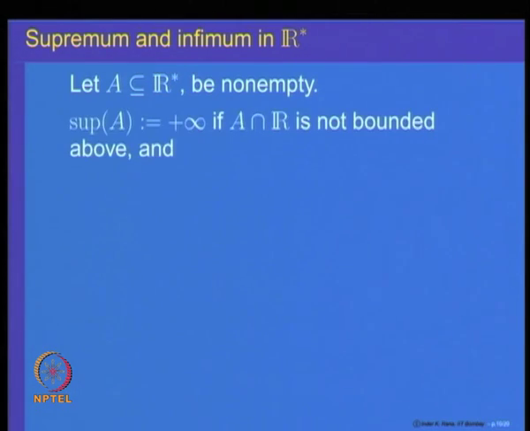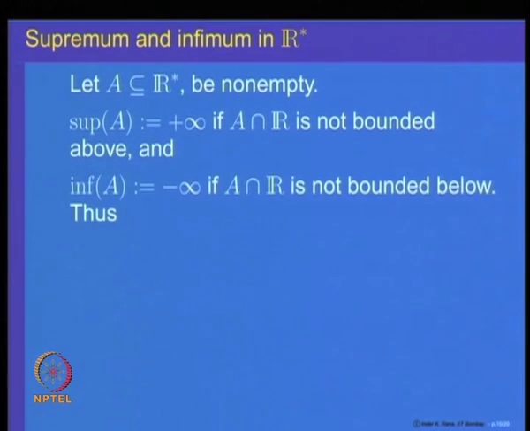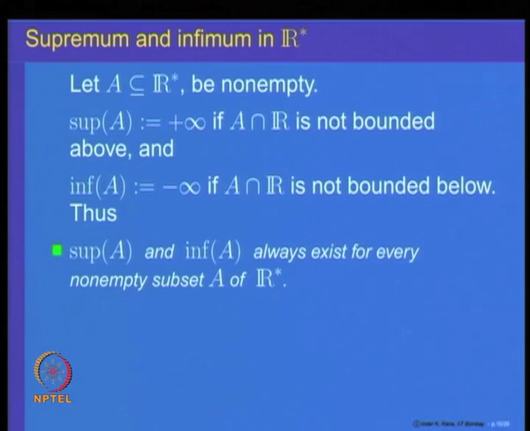So, we will define the supremum of A to be equal to plus infinity if A as a part of R is not bounded above. And similarly, we will define the infimum of the set A to be equal to minus infinity if A intersection R is not bounded below. So, what we are saying is, in the subset of extended real numbers, we do not have to say that a set is bounded above or bounded below. Every non-empty subset of extended real numbers will always have a supremum and will always have an infimum.